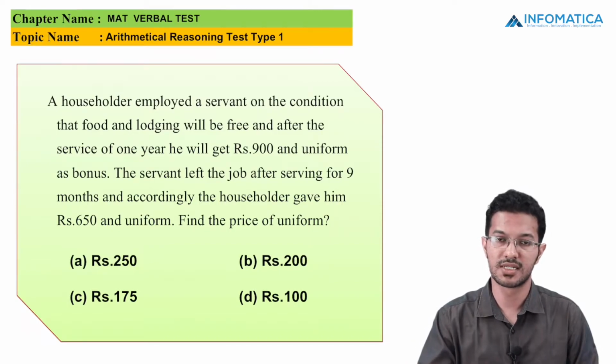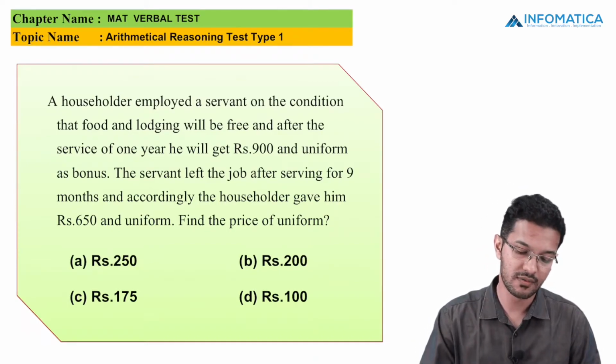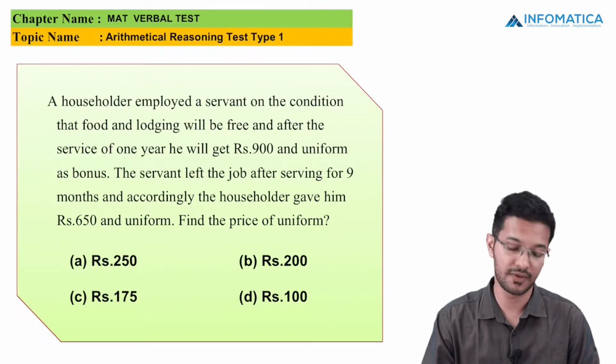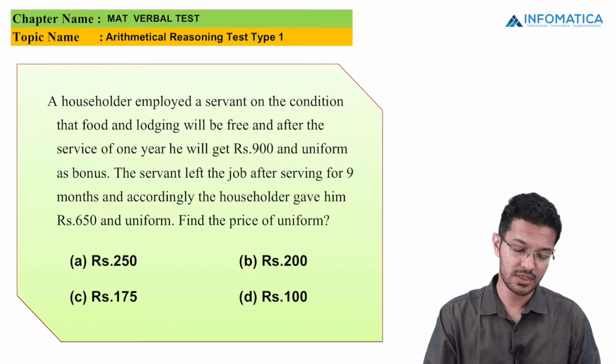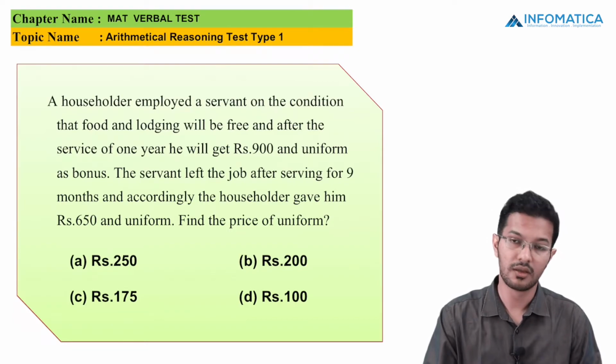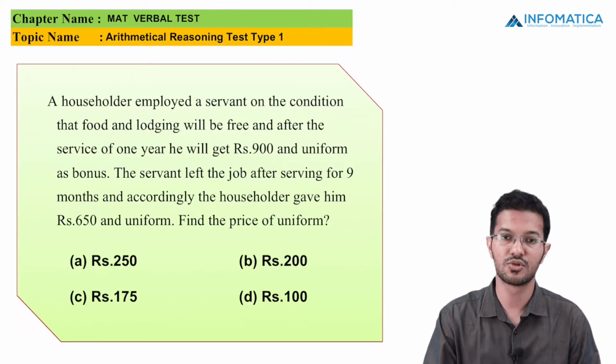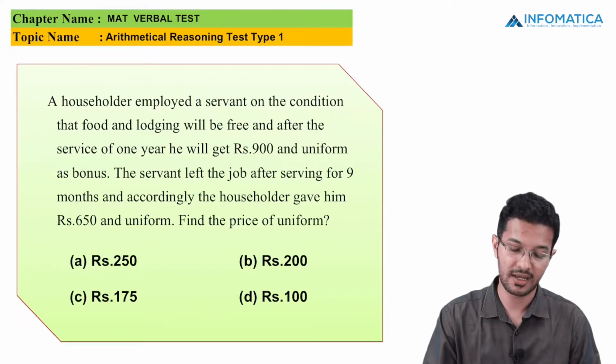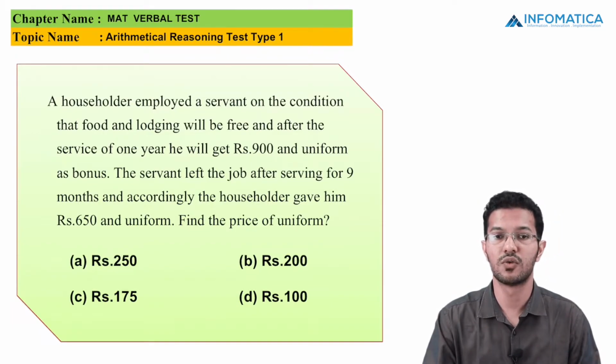Students, the first MCQ says that a householder employed a servant on the condition that food and lodging will be free, and after the service of 1 year he will get rupees 900 and uniform as a bonus. The servant left the job after serving for 9 months, and accordingly the householder gave him rupees 650 and a uniform. So find the price of the uniform. And students, we have been given 4 options with it. The first option is rupees 250, second is rupees 200, third is 175, and the fourth is rupees 100. So let us go for the solution.